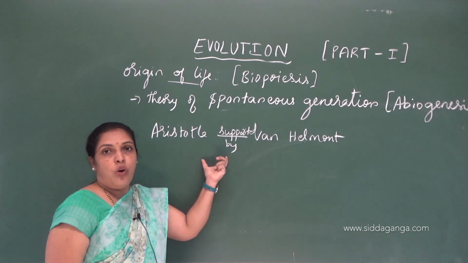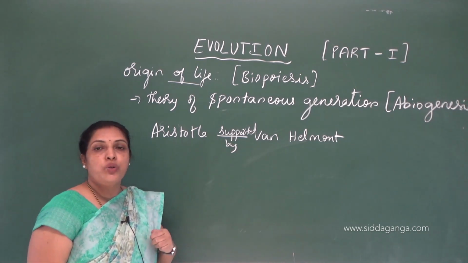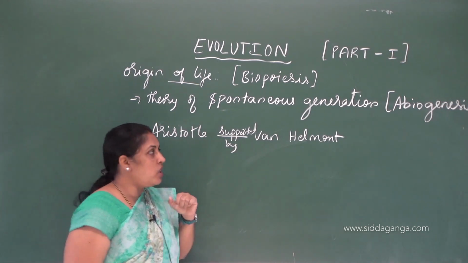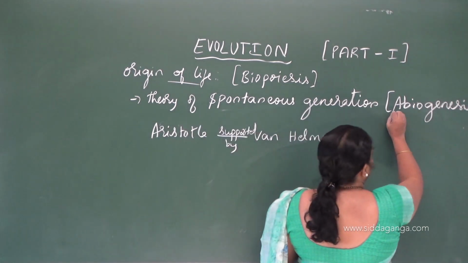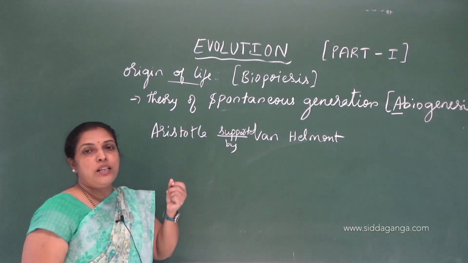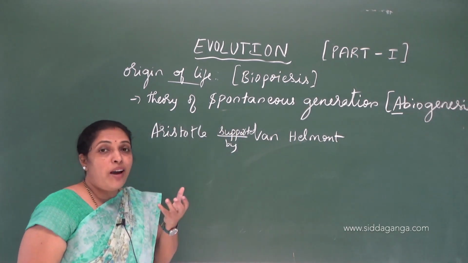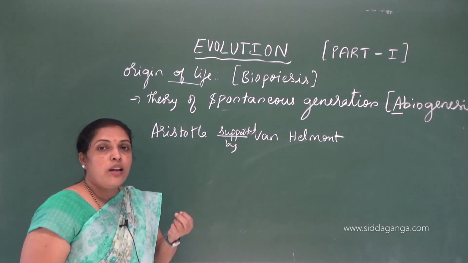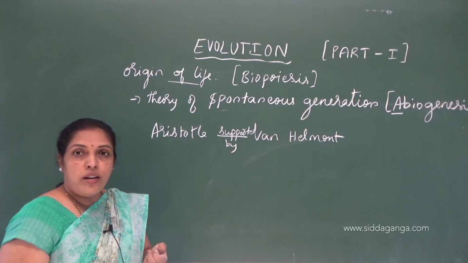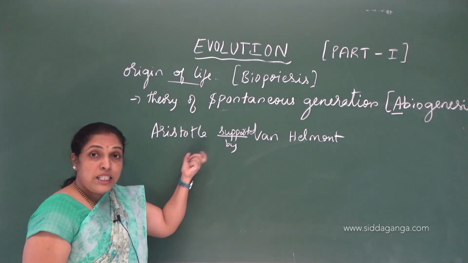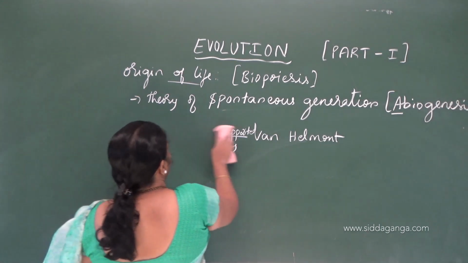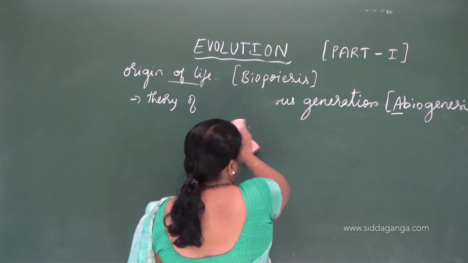But this theory was disproved by biogenesis theory. Understood? So the abiogenesis theory, where 'a' means from the non-living, tells us that living organisms have arisen from decaying and rotting substances like straw and mud. But this theory was disproved by biogenesis theory. So next we'll move with theory of biogenesis.